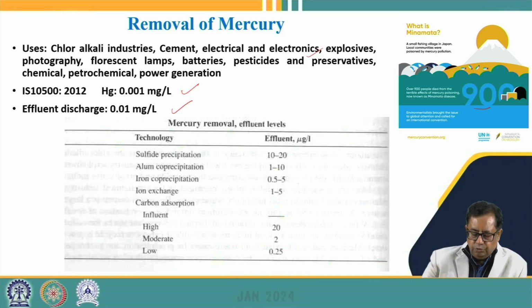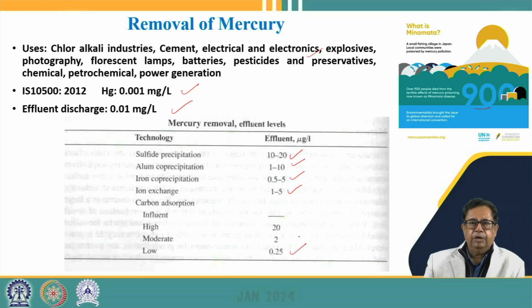If we want to go for removal by the precipitation method, sulfide precipitation can lead to around 10 to 20 micrograms per liter of mercury in the effluent. Alum co-precipitation may lead to around 1 to 10 micrograms per liter of mercury in the effluents. Iron co-precipitation may lead to 0.5 to 5 micrograms per liter. Ion exchange can lead to around 1 to 5 micrograms per liter, whereas carbon adsorption may lead to as low as 0.25 micrograms per liter of mercury in the effluents.